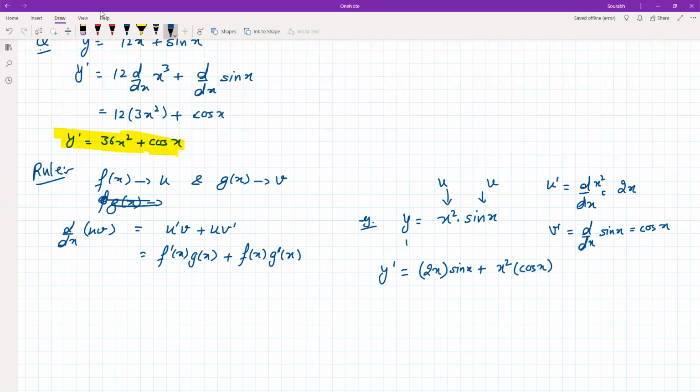Right? What is y dash? Y dash is u dash, that is differentiation of x square, 2x, into v plus u v dash. U is the first function, that is x square, and v dash is the second function's differentiation, that is cos x. So that's how we are going to use this multiplication or product rule. This rule is called the product rule, where two functions are being multiplied.